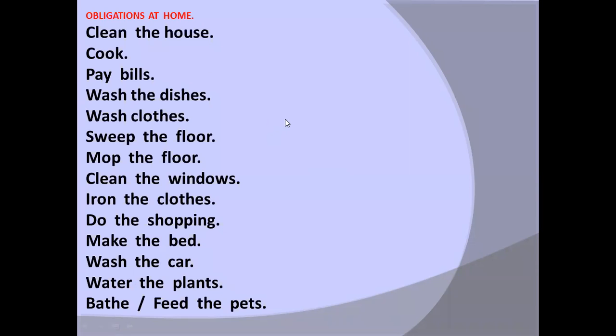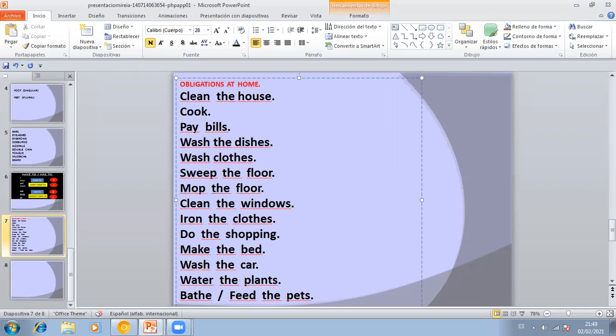Now, Jose Sol, give me four things that you hate to do, please. I sweep the floor. I mop the floor. I hate to feed the pets. Okay, very well. So in this case, everybody, you can say three or four things that you hate. Remember, this is the verb: I hate to. I hate to do the shopping. I hate to wash the dishes, etc.